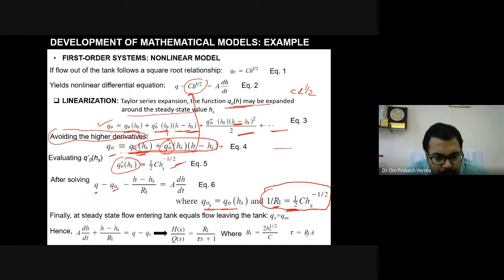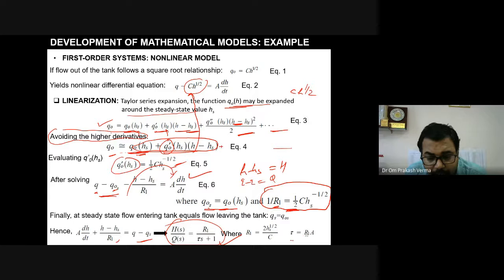Okay, so hence this equation becomes A dH by dt plus H minus Hs divided by R1 equals Q minus Qs, where Qs is the steady state value. Take the Laplace transform. Then define H minus Hs as a deviation variable, capital H, and Q minus Qs as capital Q. Take the transfer function: first order, tau s plus 1, where tau is equal to A R1, and R1 is defined like this.